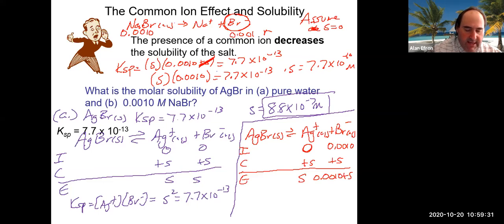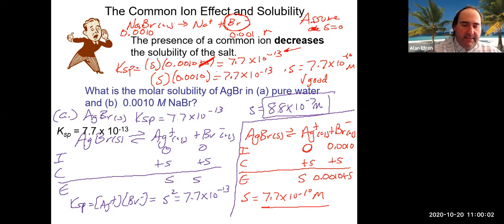Any questions on that calculation? You could check it like we've done before. You could take this S value divided by 0.001 times 100 and you'll find that the check is good. In most cases, because this is so small, your assumption is probably going to be good. What we can see if we compare is that our S value here is 7.7 times 10 to the minus 10 molar when we have that common ion present.